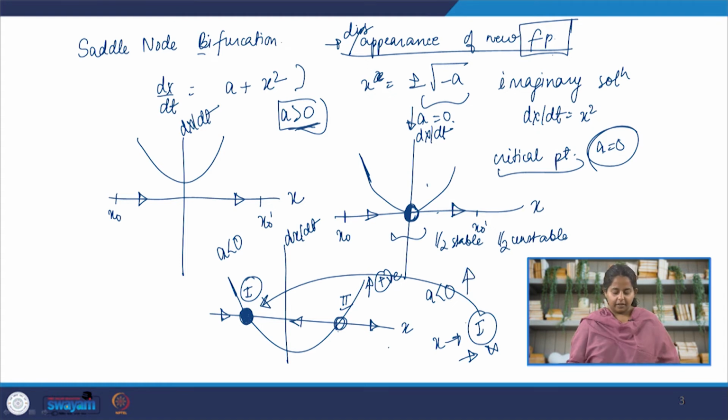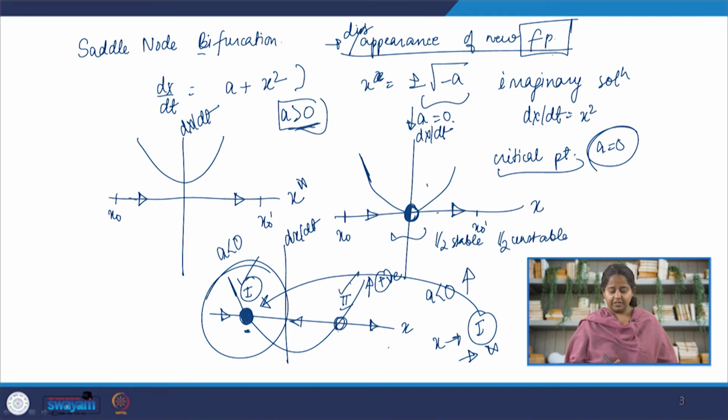But as the value of a increases, these two fixed points collapse into each other, and eventually there is no fixed point left, which means there is no possibility that x will ever reach a finite value as time progresses to infinity. Because a is bigger than 0, finally x will reach plus infinity. So the behavior of the system has changed. This is an example of saddle node bifurcation because new fixed points appeared.